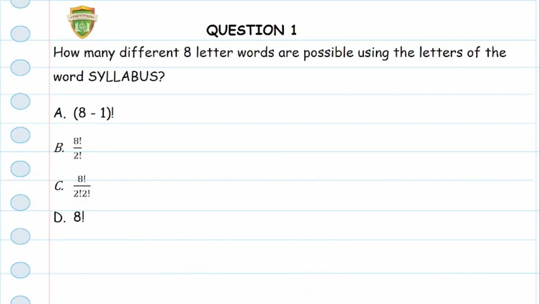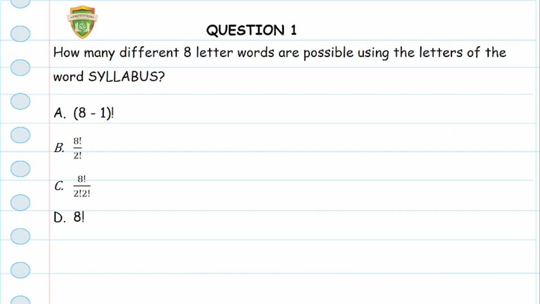Question 1. How many different 8-letter words are possible using the letters of the word syllables? Now, generally, to find the different possible ways to arrange the letters of a word, it is the factorial of the number of letters in that word. So this would be 8 factorial.